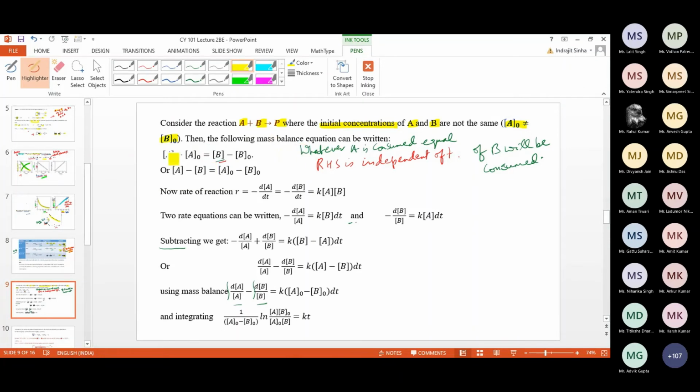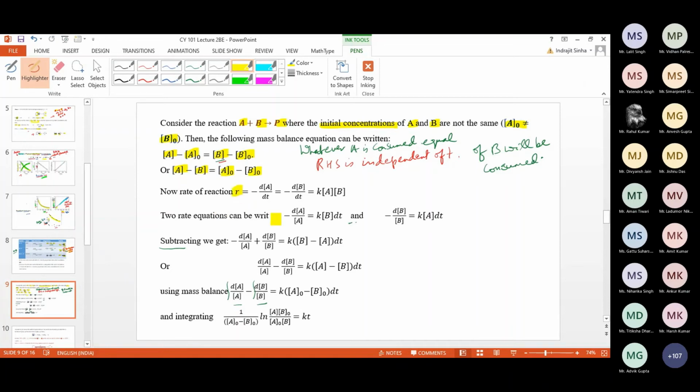So we can write down the following mass balance equation. That is, A minus A0 is equal to B minus B0 at any time of the reaction. And hence you can also write A minus B is equal to A0 minus B0. Okay. Now we can write down the rate of the reaction.